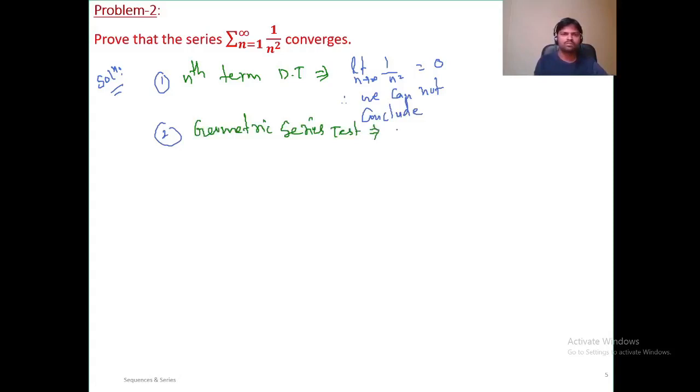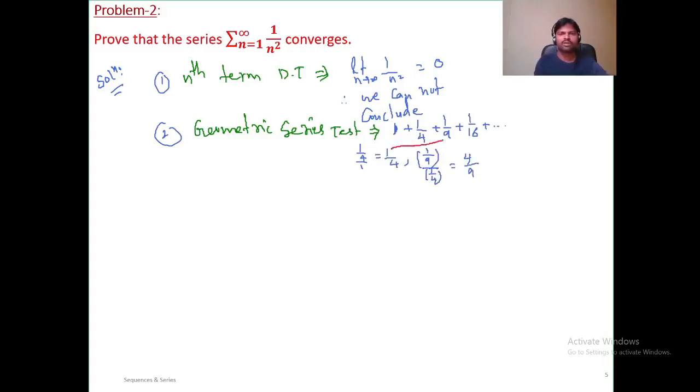According to this, first I want the terms. First term is 1. Second term is 1 by 4. Third term is 1 by 9. Next 1 by 16 and so on. Is it geometric? So 1 by 4 divided by 1 is 1 by 4 only. Next, 1 by 9 divided by 1 by 4 I want, right? 1 by 9 divided by 1 by 4. How much? 4 by 9. So it is not equal. Look, these two are not equal.